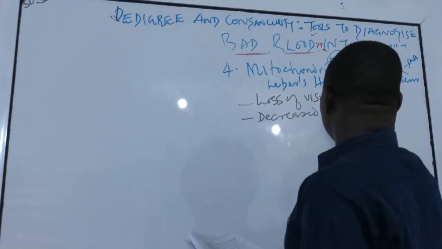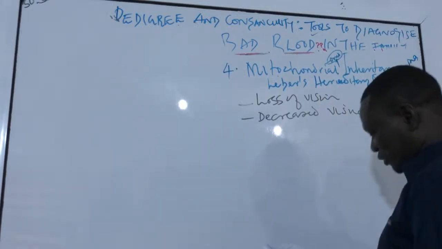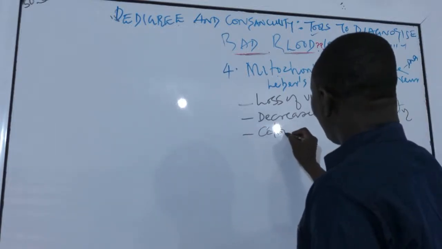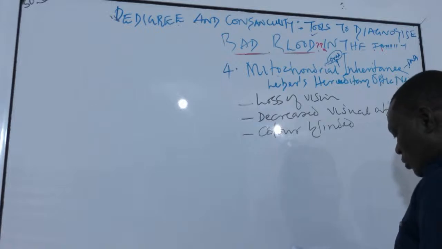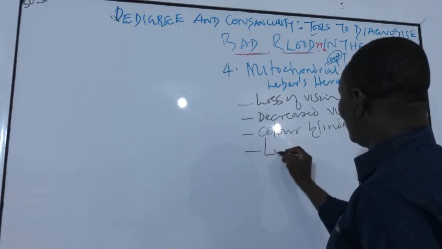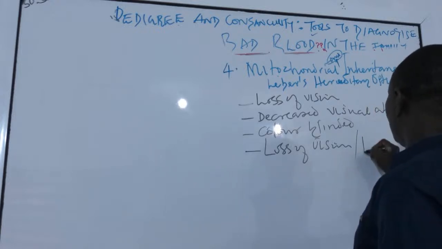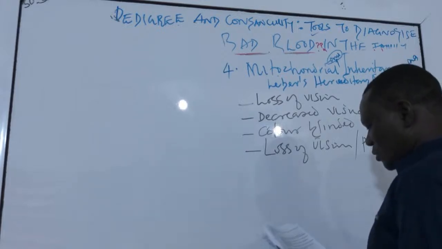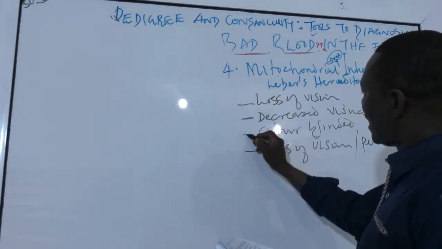Apart from loss of vision, the person will have decreased visual ability. You just discover that the person will not be able to see well. Then the person will be color blind. The person will not be able to differentiate between colors. So in fact, this loss of vision will lead to permanent loss of visual acuity. All these conditions are very common.